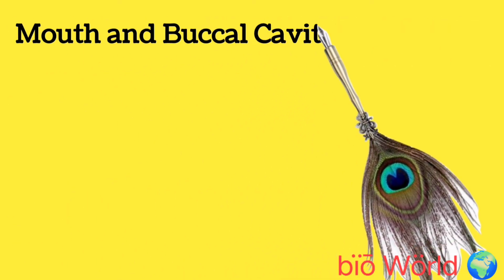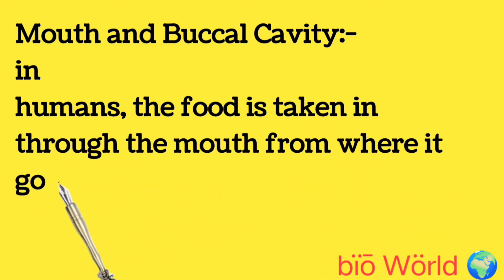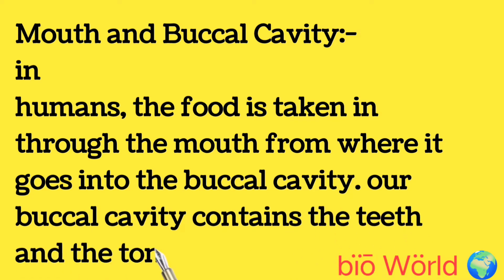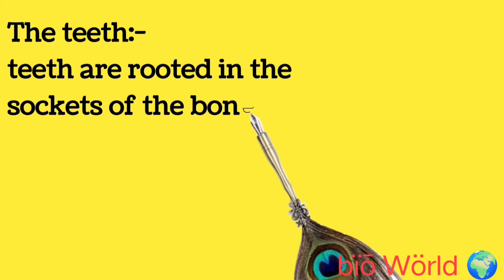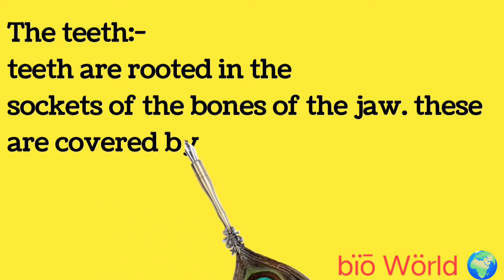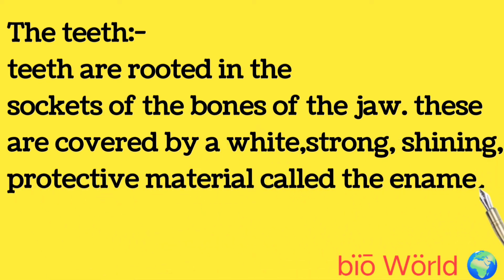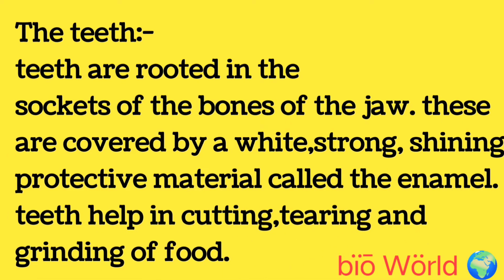Mouth and buccal cavity. In humans, the food is taken in through the mouth from where it goes into the buccal cavity. Our buccal cavity contains the teeth and the tongue. The teeth are rooted in the sockets of the bones of the jaw. These are covered by a white, strong, shining, protective material called the enamel. Teeth help in cutting, tearing and grinding of food.